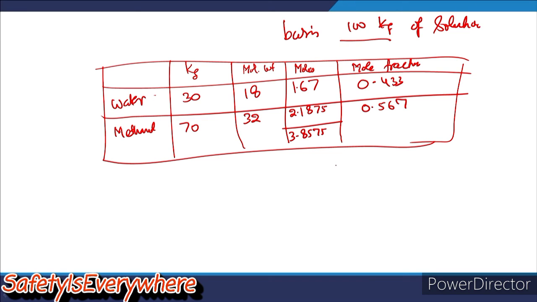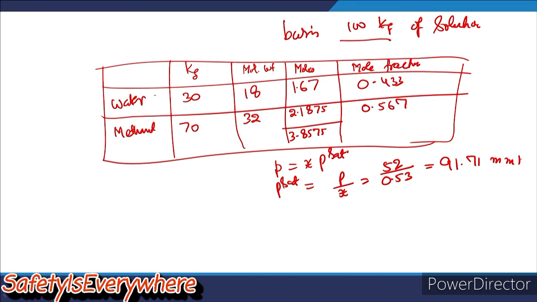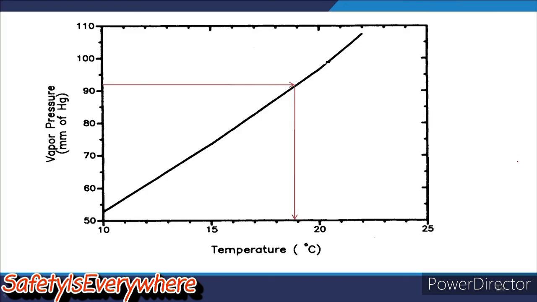So we can use Raoult's law to compute the saturation vapor pressure of pure methanol, that is, the partial pressure required to flash the solution in question. So with Raoult's law, if we need to calculate the saturation pressure, it is P upon X, that is 52 upon 0.53, which is 91.71 millimeters of mercury.